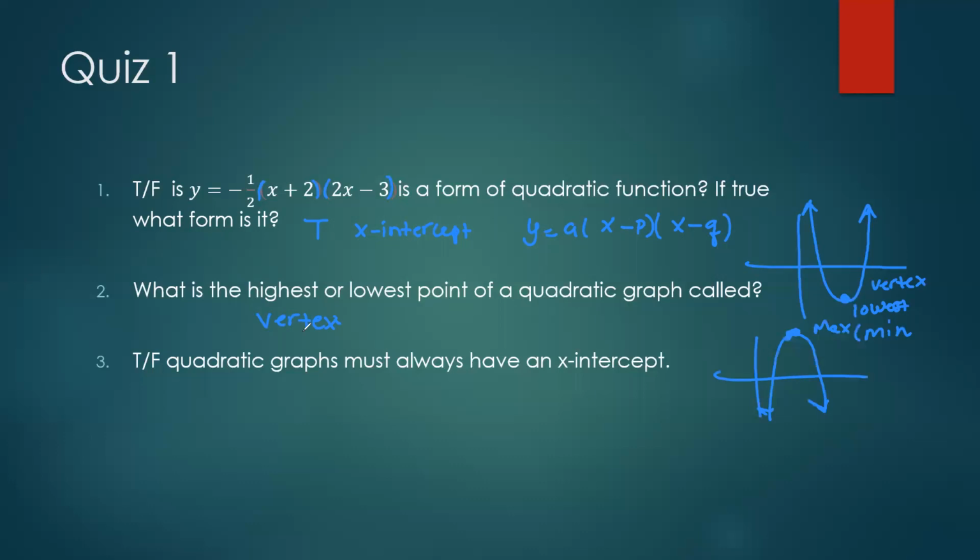Good. Last one, number 3. True or false, quadratic graphs must always have an x-intercept. The correct answer would be false. It may or may not have an x-intercept. So this is related to the discriminant. Sometimes it will cross the x-axis like this, and sometimes it may not. So we'll learn about that more when we learn about the discriminant rule.